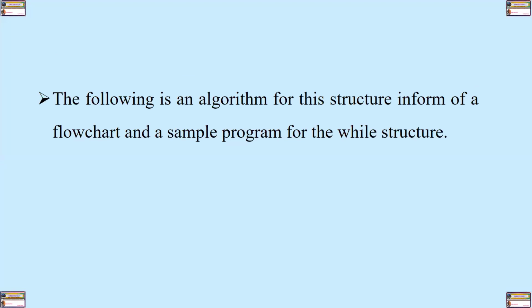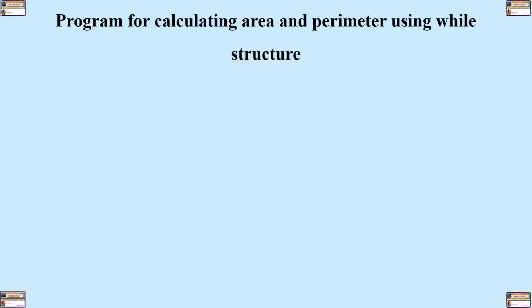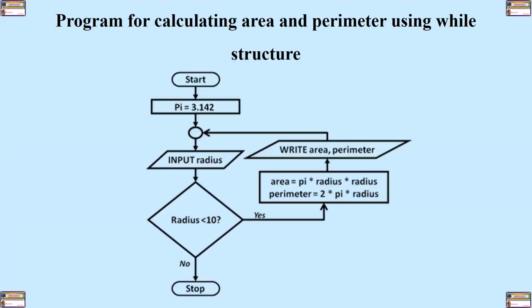The following is therefore an algorithm for this structure in form of a flowchart and a sample program for the while structure. It is for a program which calculates the area and the perimeter of a circle as long as its radius is less than 10. So this is an algorithm in form of flowchart for a program which will only compute area and perimeter of a circle for as long as the radius is less than 10.